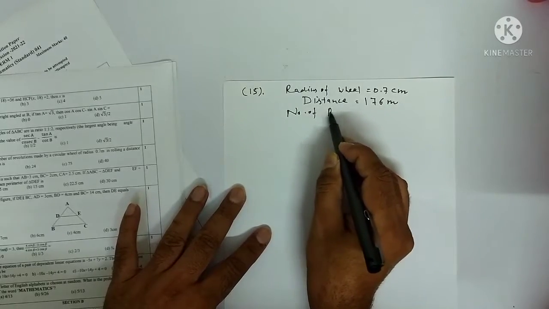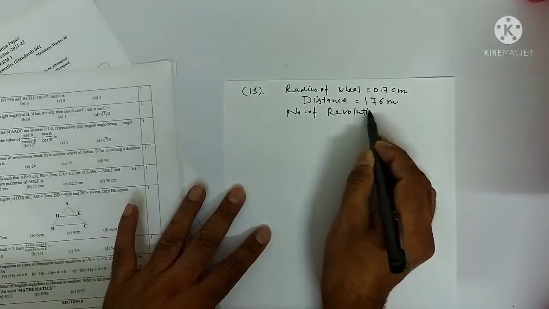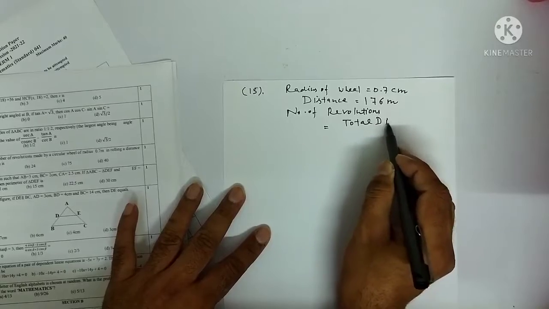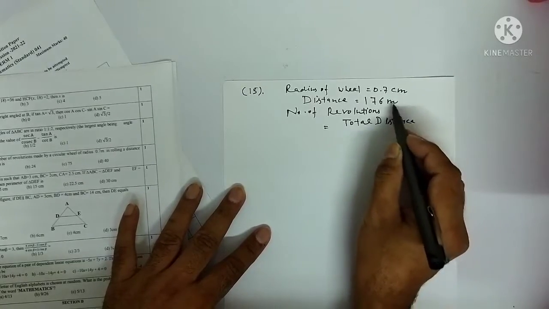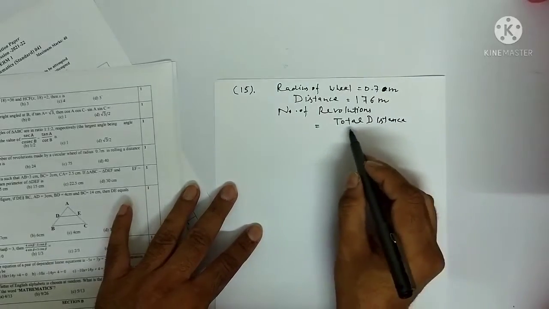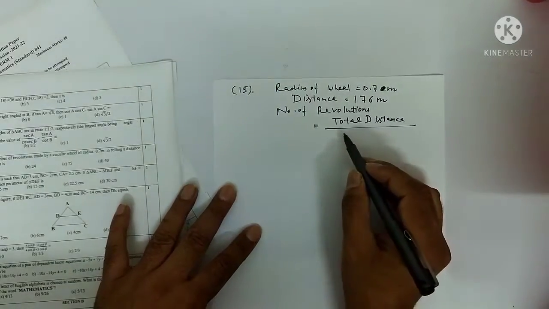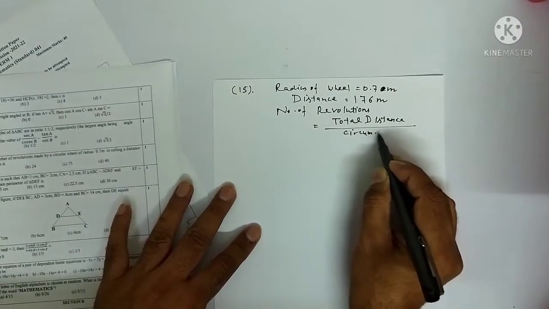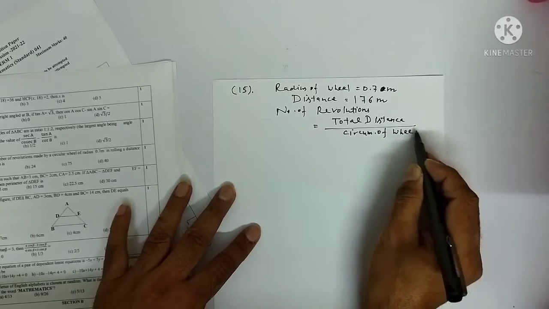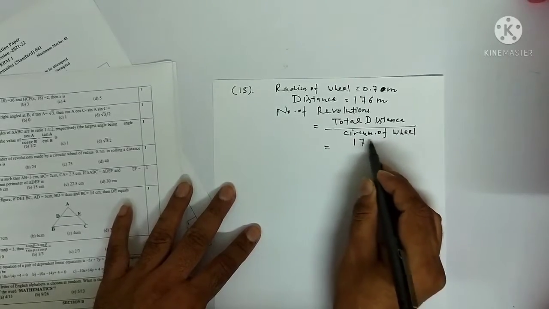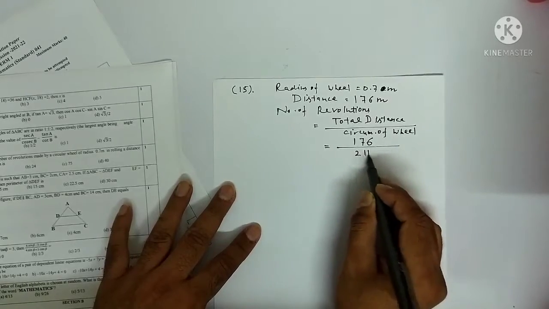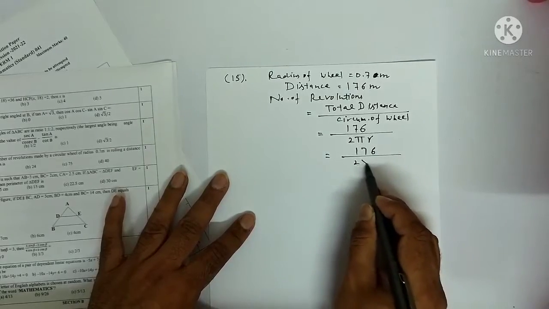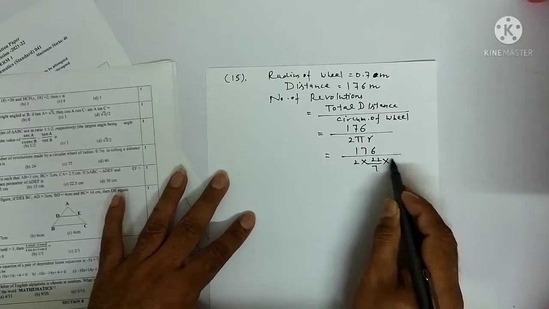Number of revolutions will be found by total distance upon circumference of wheel. The radius is also in meter, 0.7 meter it is. So here, what is the total distance? You can see it is 176. Circumference formula is 2 pi r. So 176 divided by 2 into 22 by 7 and r is 0.7.